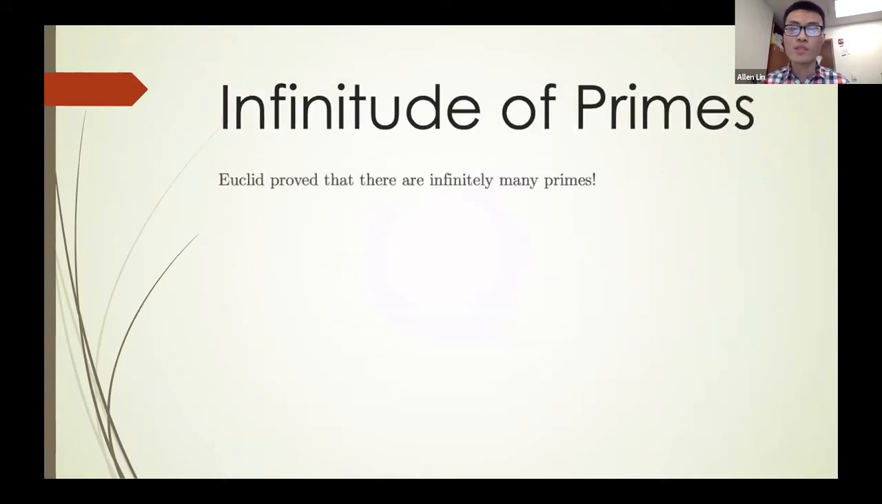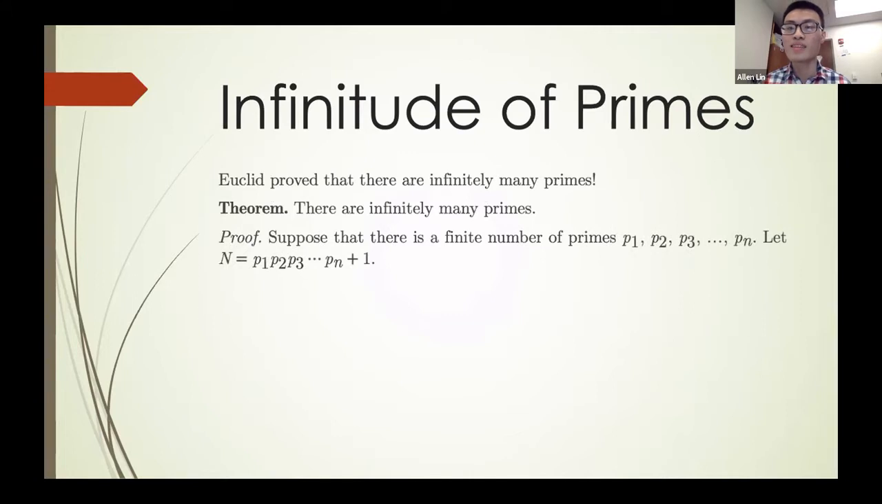Euclid proved that there are infinitely many of these building blocks. He showed it in this way. He supposed that there's a finite number of primes. Say the first prime is P1, the second prime is P2, on to Pn. Then he defined capital N to be the product of all those prime numbers plus 1.